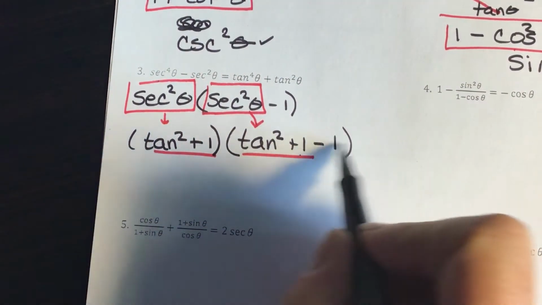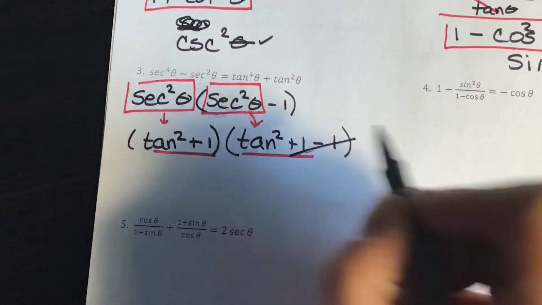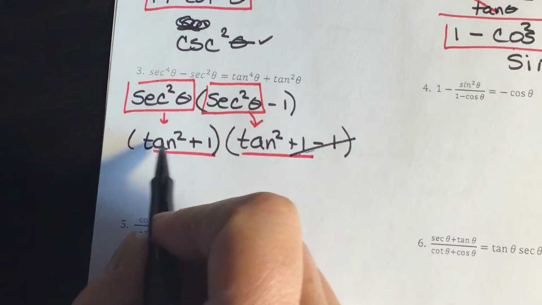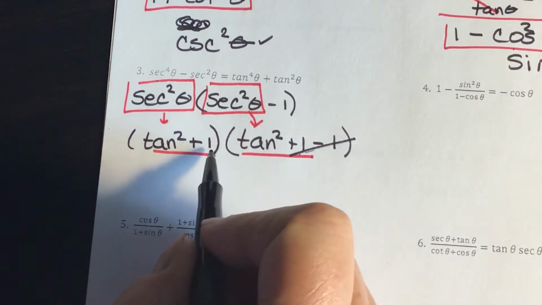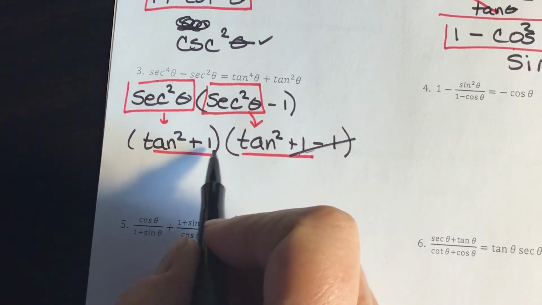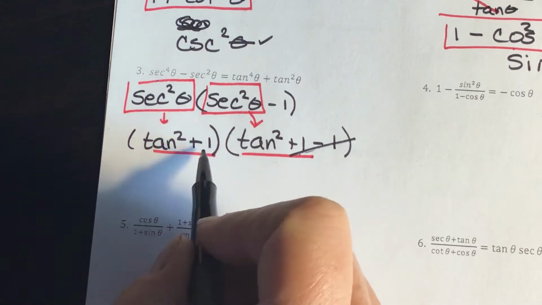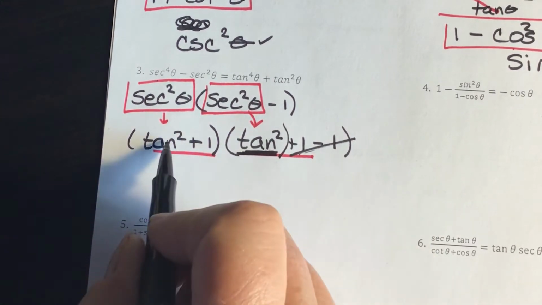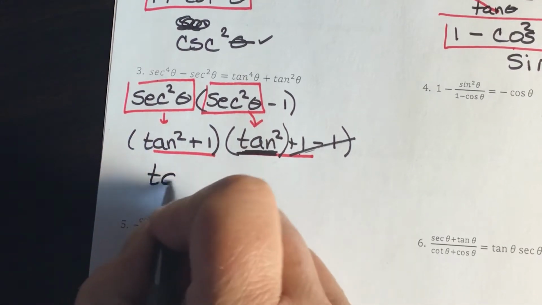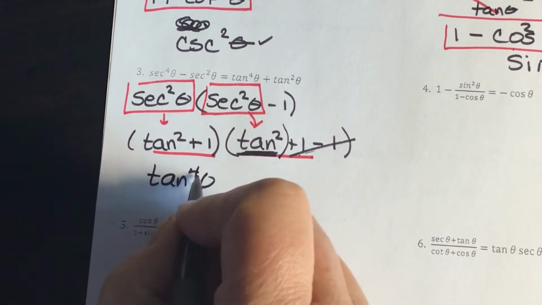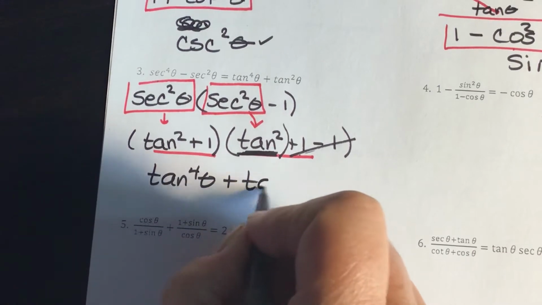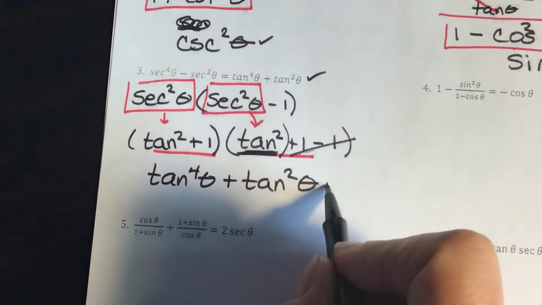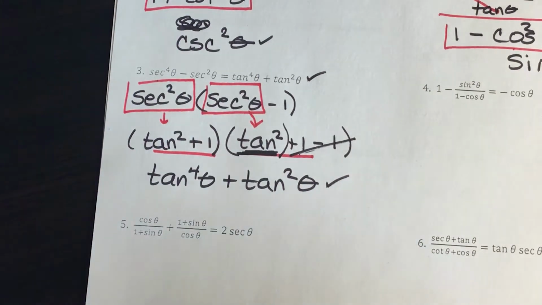So here, my 1 minus 1 is going to cancel. So this is just tangent squared times the quantity tangent squared plus 1. And if I distribute, because this is really what I have left, I have tangent to the 4th power plus tangent squared, which is what I have on the right side.